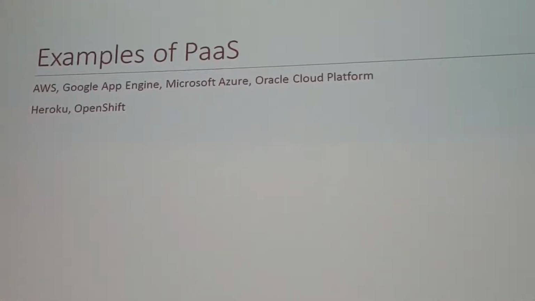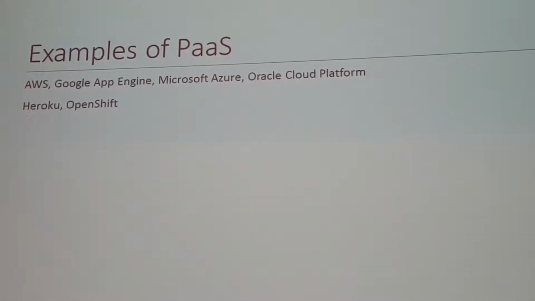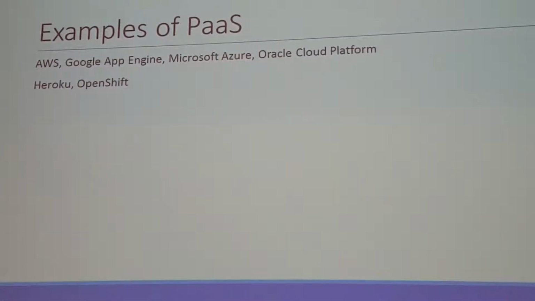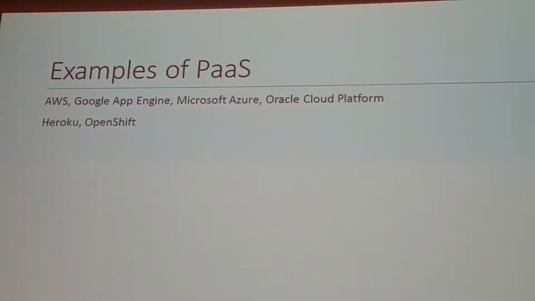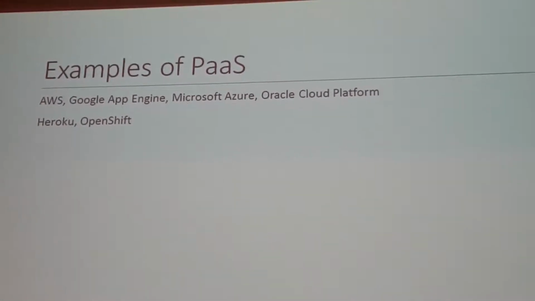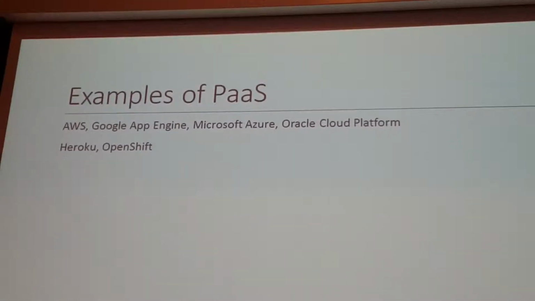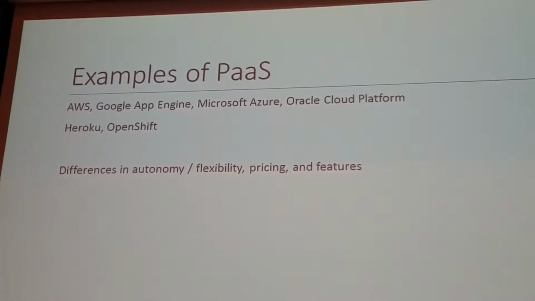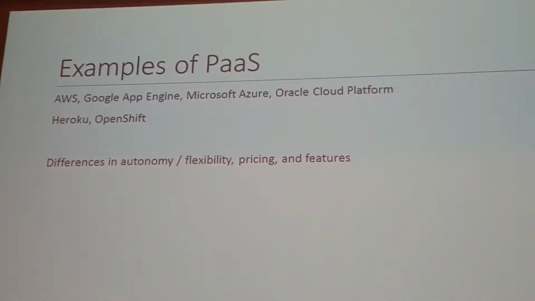Some examples of platform as a service. I introduced AWS already, but Google, Microsoft, and Oracle also have their own cloud computing services. There's also Heroku and OpenShift that focus more on deployment of applications instead of full stack integration. The main differences between these different services are the features that they offer to the developer, pricing of their services, as well as how much autonomy and flexibility a user has, for example, when setting up or when using these services.